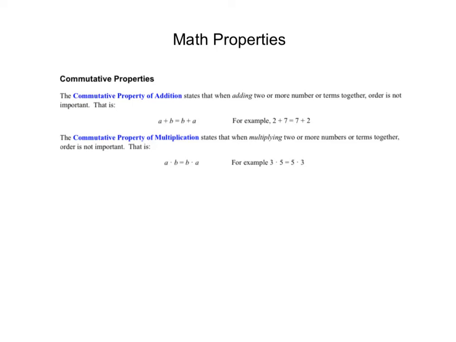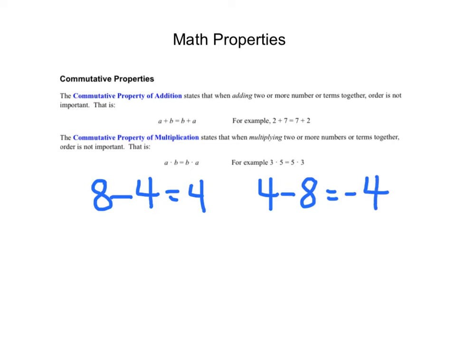Let's say that we had 8 minus 4, okay, and that's equal to 4. Well, if I reverse the order, will it make a difference? In other words, can I go 4 minus 8? And the answer is yes, it does make a difference. You get a different answer. You get negative 4. So subtraction is not commutative.